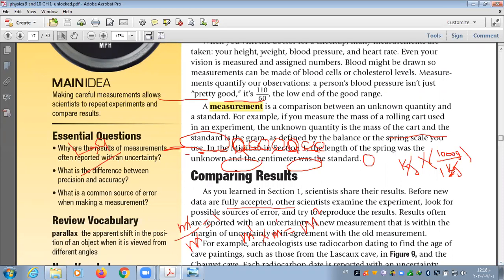Who can remind us what is the difference between precision and accuracy? Should I ask you to raise your hands or should I choose? Raise your hands. Sumbul, okay. You can unmute yourself, Sumbul. What's the difference between precision and accuracy?